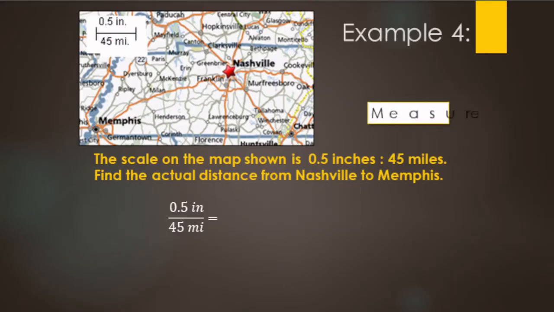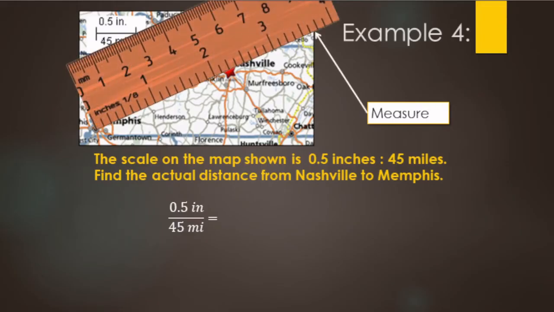So after we've set up our initial ratio, we do need to measure the inches on the map. So here we put a ruler on the map. We're going from Memphis right here in the corner to Nashville right here where that star is. And that's going to be 2 inches and then a little bit more to get to Nashville there.